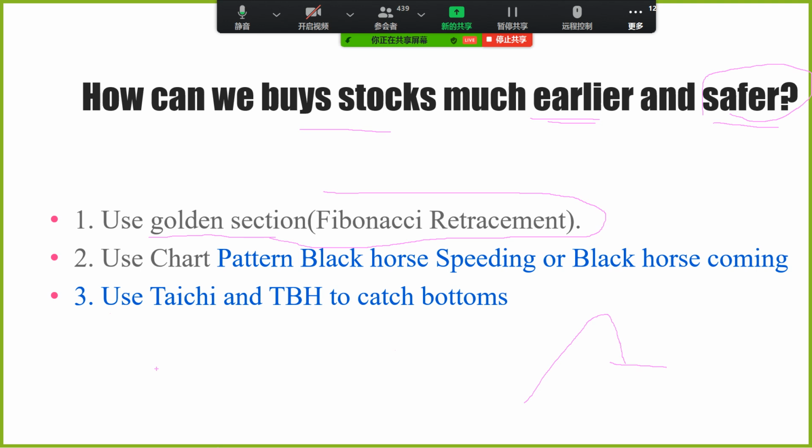And somebody uses the pattern, like us using the black horse coming or black horse speeding up. That is based on some indicators, like the momentum indicator, the energy indicator or money flow indicator. And number three, some very accurate timing. We can use the bottom alert, like the Taiji, Blue Taiji, right? Like the TBH. Remember, when you are lucky, your chart will cover all the three factors.